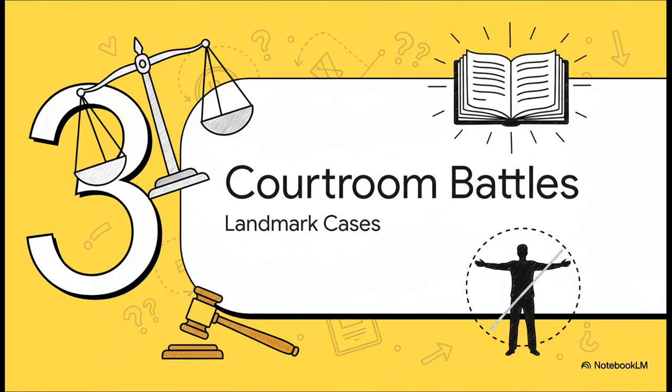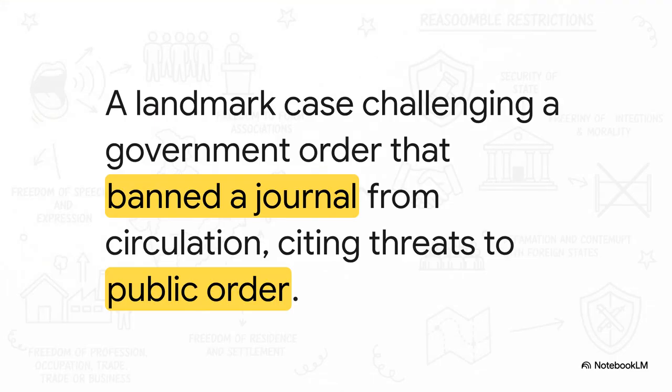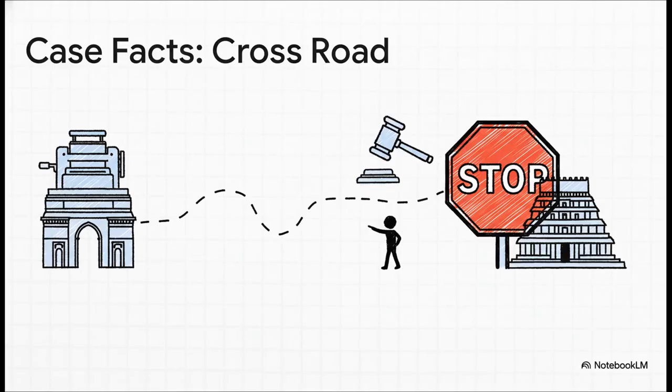So let's jump into some of the huge, landmark legal battles that have defined what Article 19 really means in practice. We're starting way back in 1950, just as the new Constitution of India was getting its legs. This first case is a classic. It's about a banned newspaper, a defiant publisher, and a question that goes to the very heart of what free speech is all about.